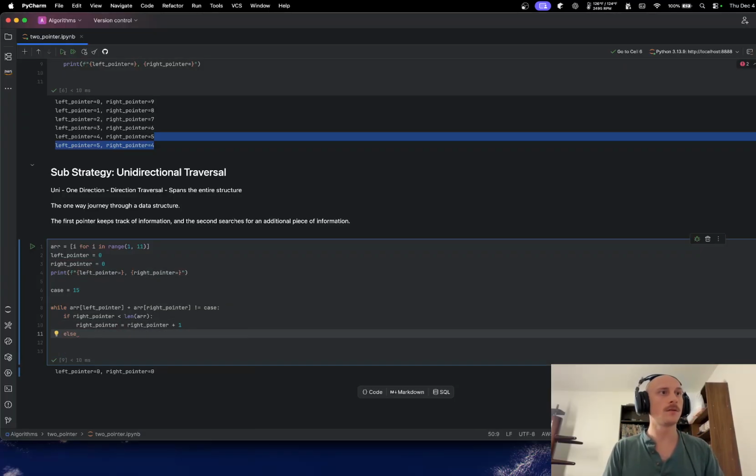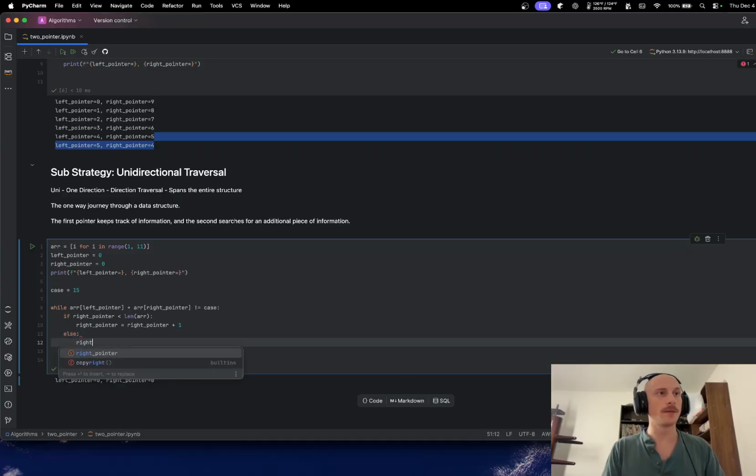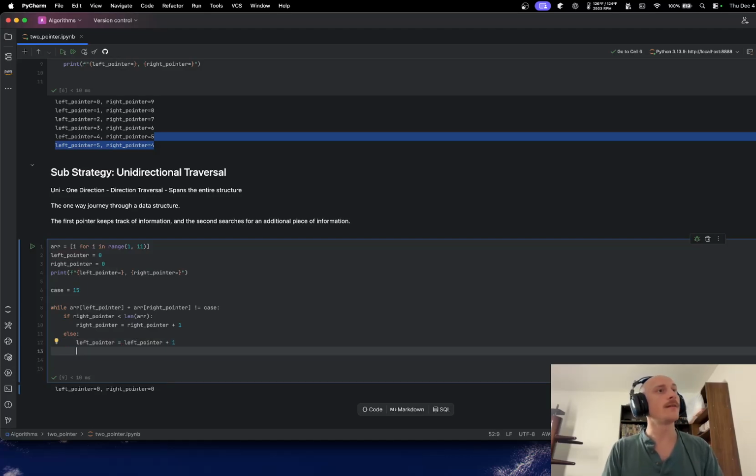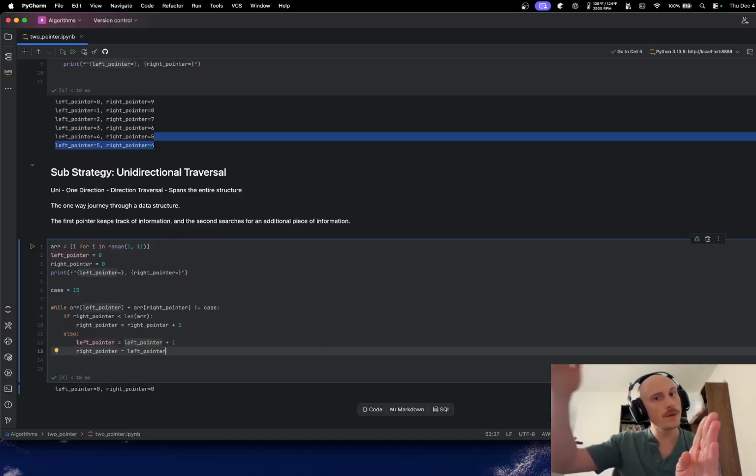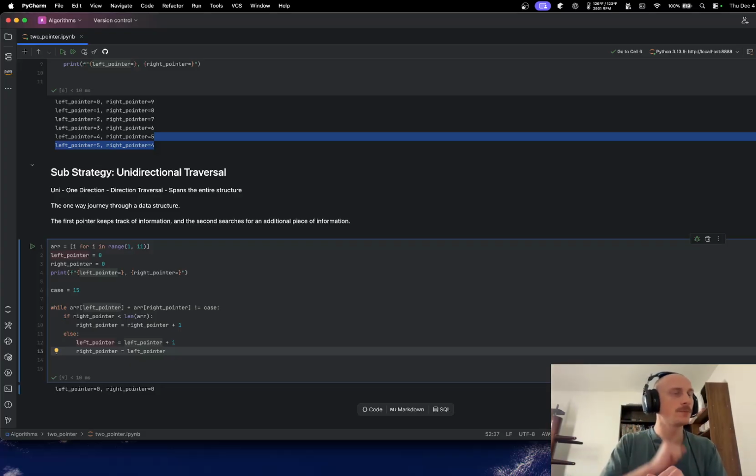Else, we are going to say left pointer is equal to left pointer plus 1, and then we're going to have right pointer is equal to left pointer because we want them to come back to the same place. We've moved on and now we're saying, okay, nope, that's not quite what we want to do, let's move back.